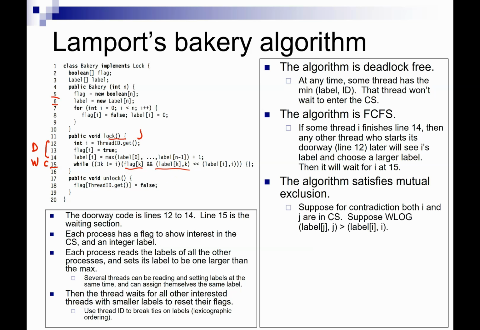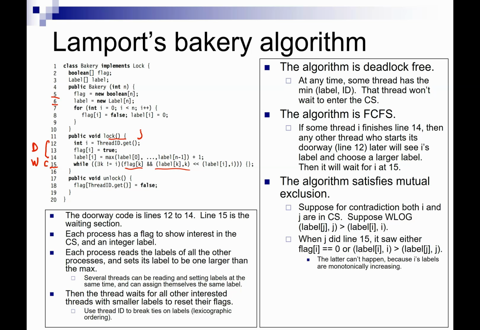Next we need to show this satisfies mutual exclusion. To do this, suppose for contradiction we violate mutual exclusion so that both I and J are in the critical section. Now let's suppose without loss of generality that one of them has a larger label, let's say J. Then when J does line 15, we're assuming that J is in the critical section.